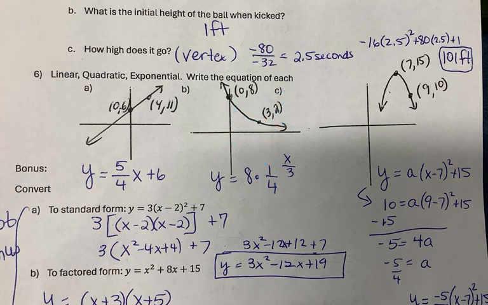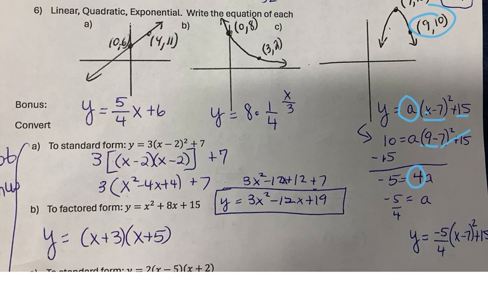Okay, quadratic. This one takes more work. You have your vertex at (7, 15), so that's there and there. Since we have a vertex, we're going to use vertex form. We've got to find out what a is, so we're going to plug in the other pair, which is (9, 10), and solve. So 10 minus 15 gives me -5, and 9 minus 7 is 2, so 2 squared is 4, and so you get -5/4. And so your equation is down here, right there.